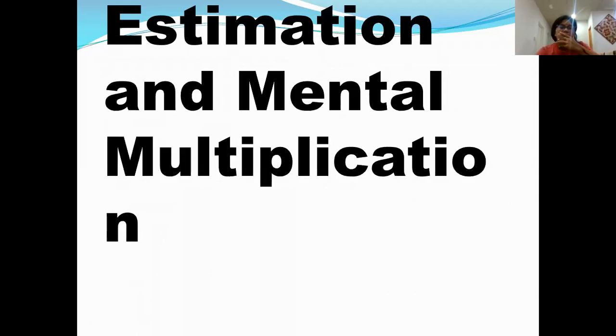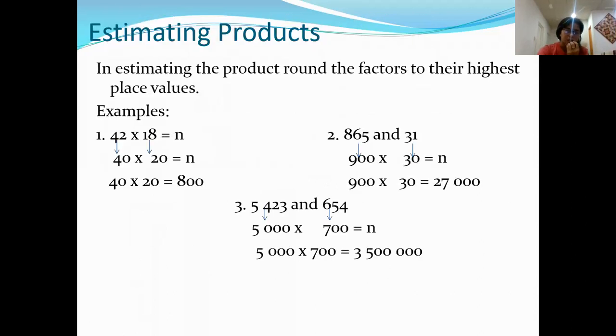Okay, now we are done in multiplication. So let us continue with estimation and mental multiplication. Estimating products: in estimating the product, round the factors to their highest place value. Okay, we have here examples.